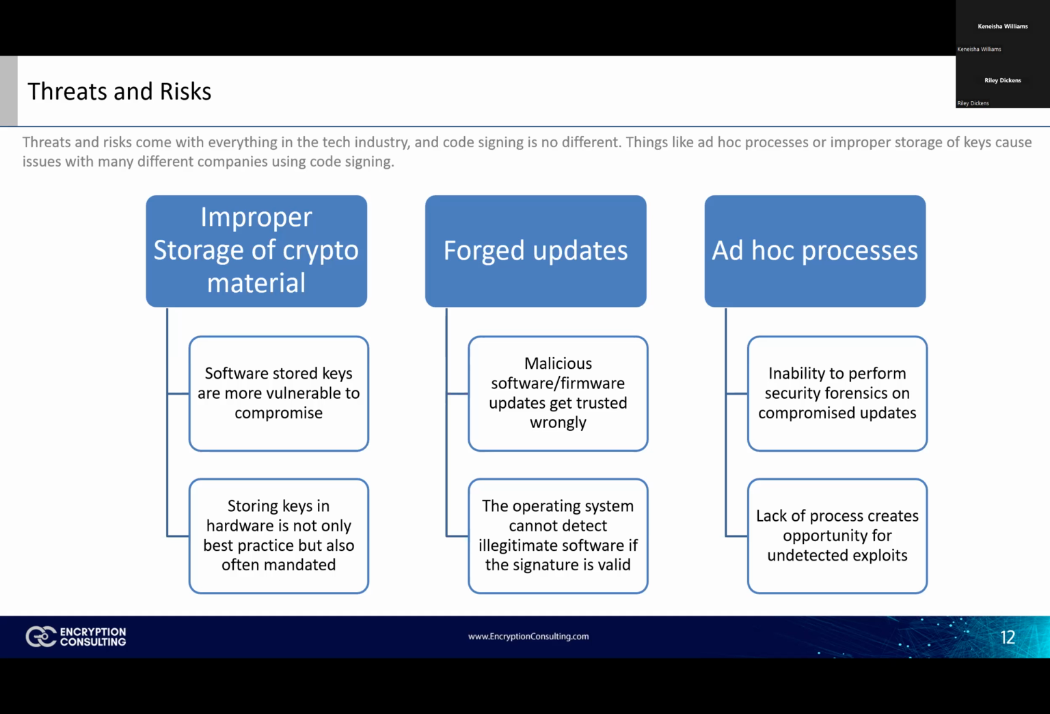Now, touching on forged updates, this is in regards to malicious software or firmware updates getting improperly trusted, because yes, your operating system can detect that software is signed. It cannot, however, detect if there is illegitimate, or I should say infected software being downloaded. So you really need to focus on using things like malware and virus scanning in your software development lifecycle, because as long as you're checking all along the way and you're using code signing so that a man-in-the-middle attack doesn't occur, you should never have this issue, because you'll be checking the code all throughout the process.